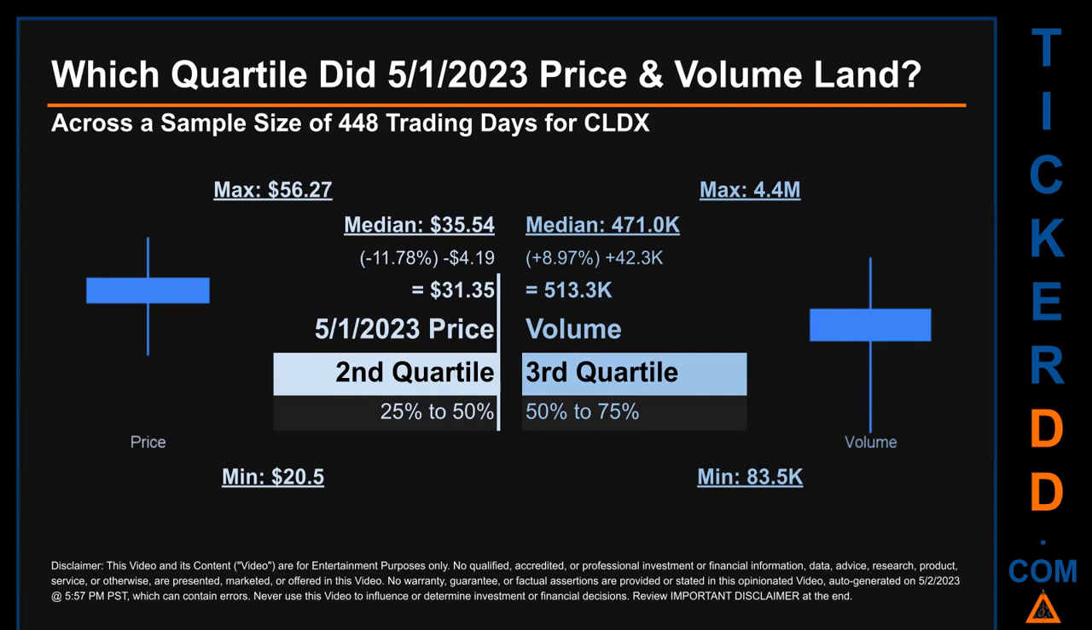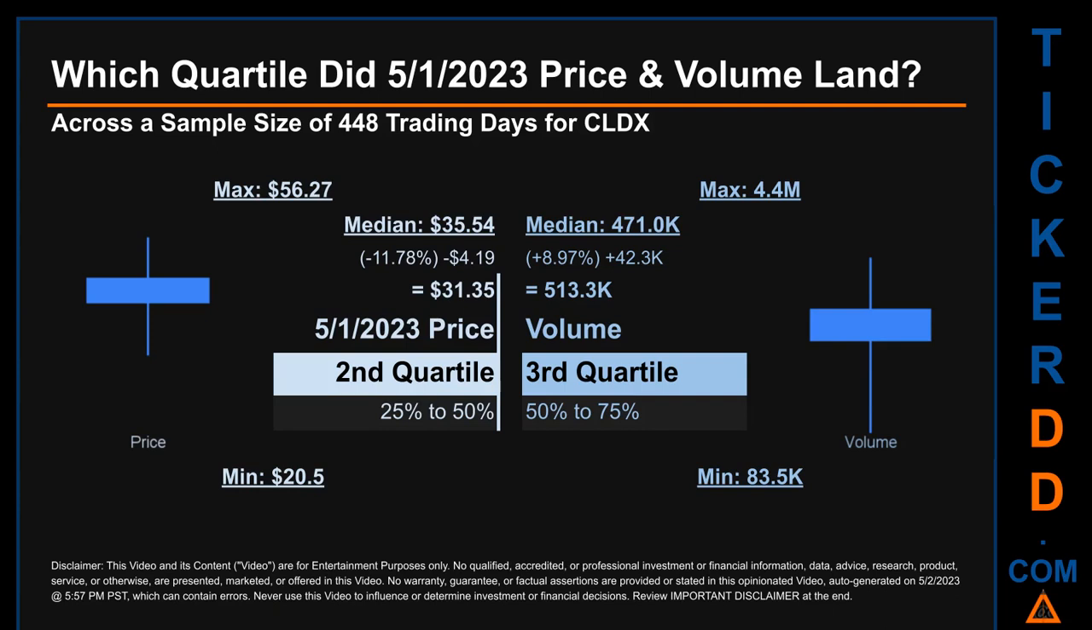The day's volume landed within the third quartile, that is within the 50% to 75% range of all sampled daily volume, which saw a max daily volume of 4.4 million and a minimum of 83.5 thousand. Quartiles tell us about the spread of a data set by breaking that data set into quarters, just like how the median breaks the set into half.